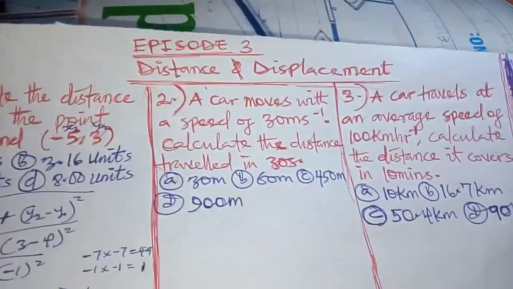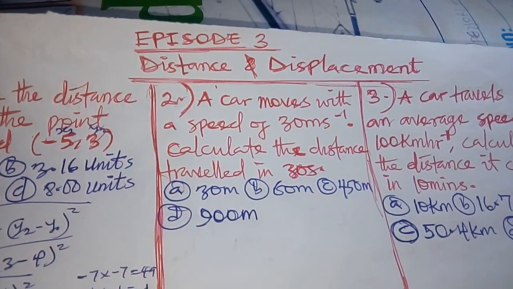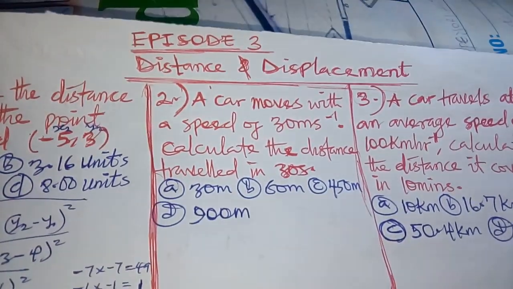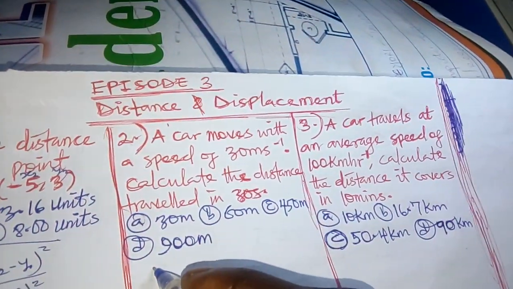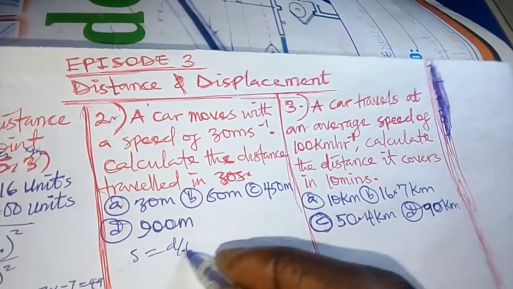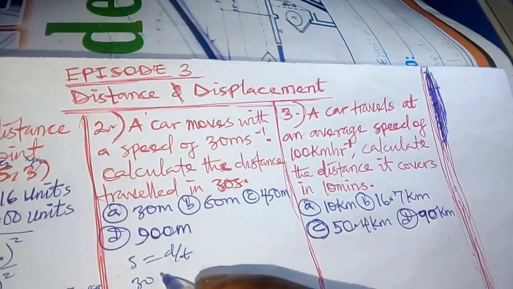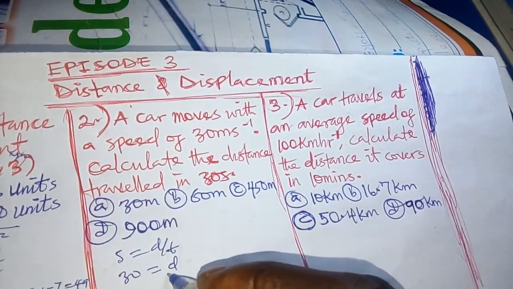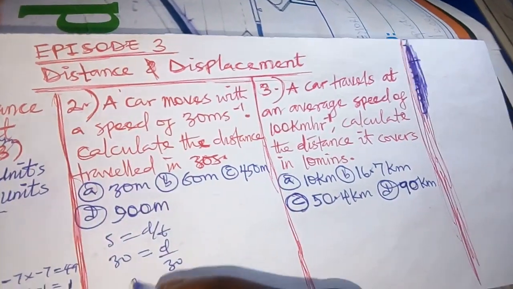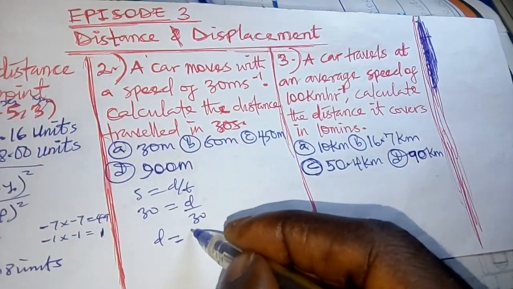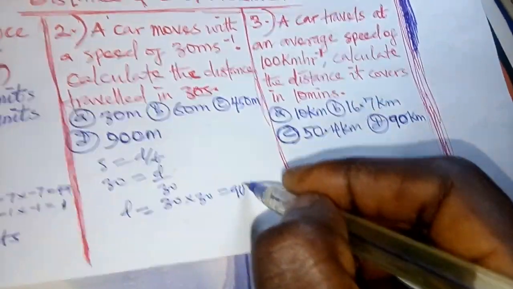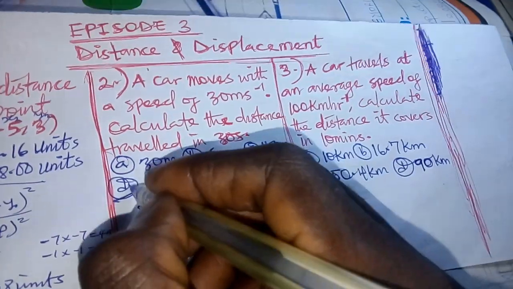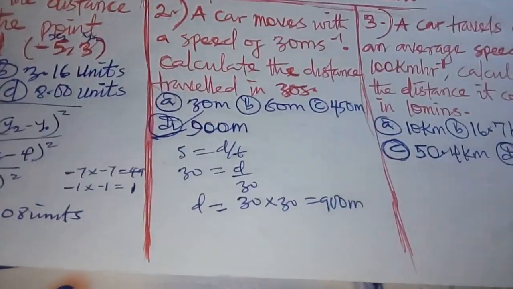Thank you. Let's proceed. The next question is, a car moved with a speed of 30 meters per second. Calculate the distance traveled in 30 seconds. This is very direct, since speed is distance over time taken. The speed given is 30, the distance is what we are looking for, over time, which is 30. That means the distance is simply, cross multiplying, 30 times 30, which is 900 meters. That is option D. Very straightforward.